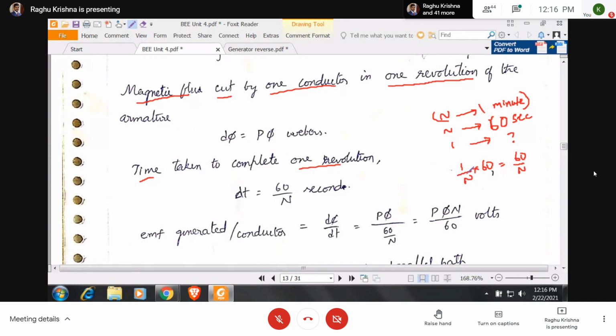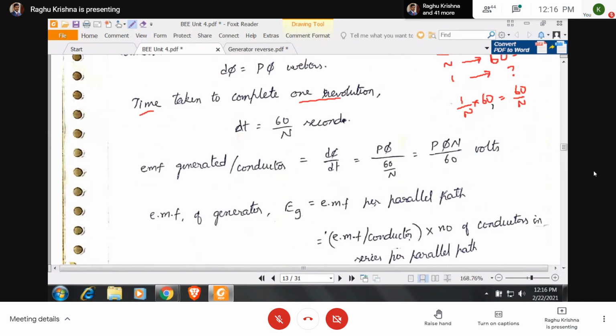According to Faraday's laws of electromagnetic induction, the EMF generated per conductor is given by d phi by dt. So d phi equal to P phi, dt equal to 60 by n. So P phi n by 60 volts is the EMF generated per conductor.